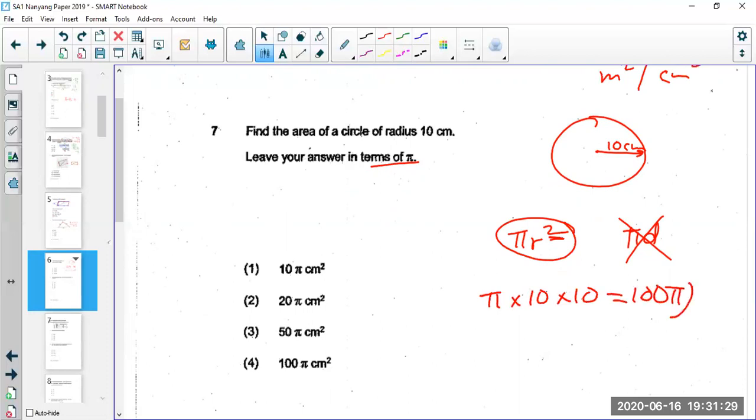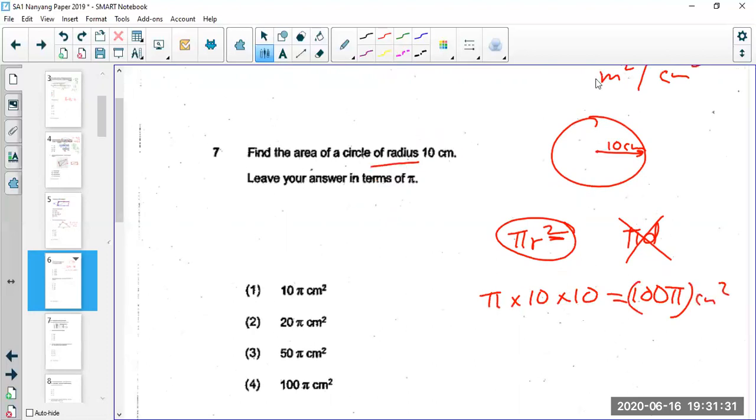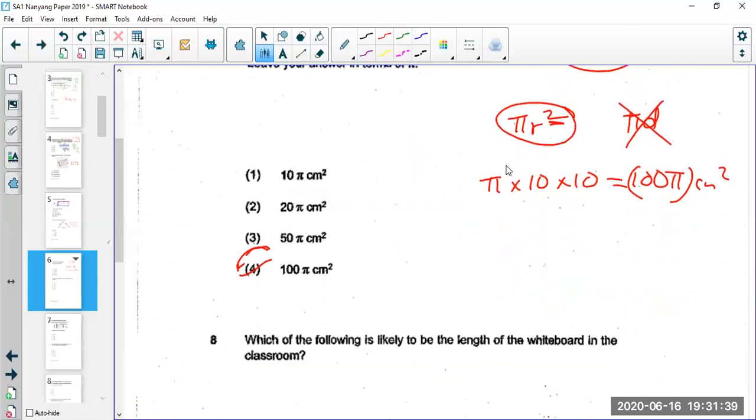Okay, 100 pi cm squared. Okay, and your answer will be number 4. All right, do you get the answer? Okay, number 4. Okay, so let's go on to the next one. Let me just circle it nicely.